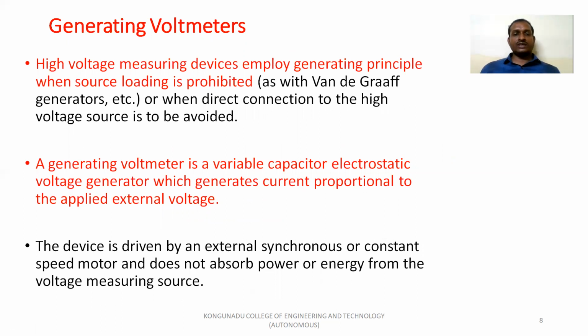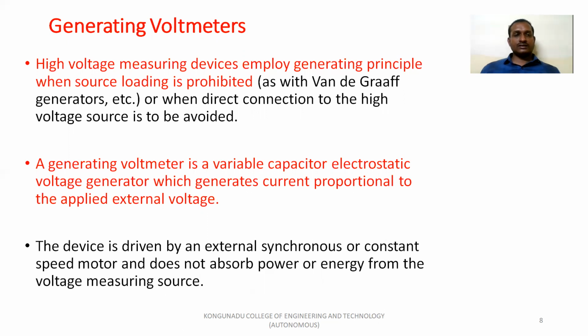High voltage measuring devices employ the generating principle when source loading is to be avoided, or when direct connection to the high voltage source is to be avoided. So if you are not able to directly connect the equipment to the high voltage terminal, and also when source loading is a concern, we employ the generating principle for measuring high DC voltage.